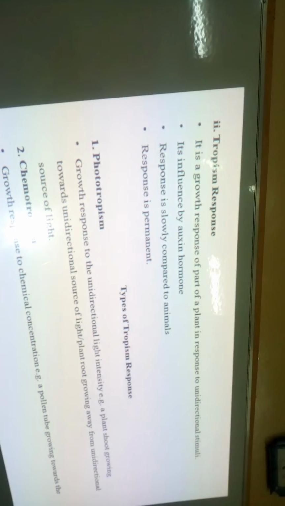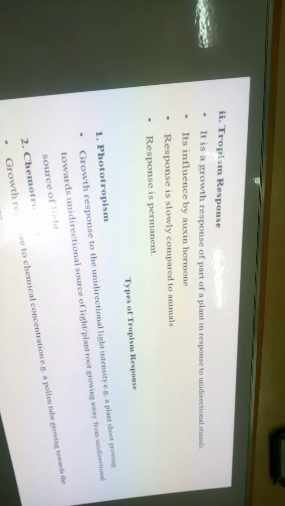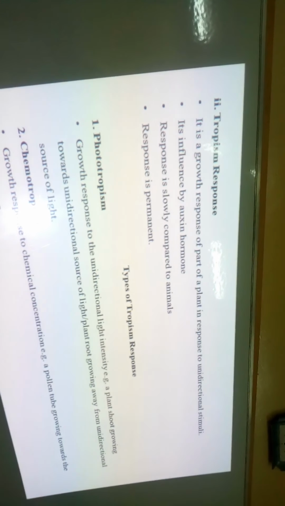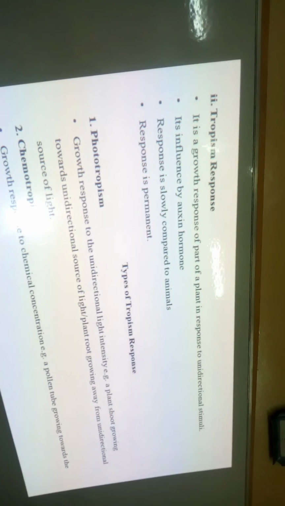Tropism is a growth response of a part of a plant in response to unidirectional stimuli. This response is different from tactic because it involves growing, and in growth, hormones referred to as auxins are involved. Unidirectional stimuli means that the stimuli is coming from one direction.